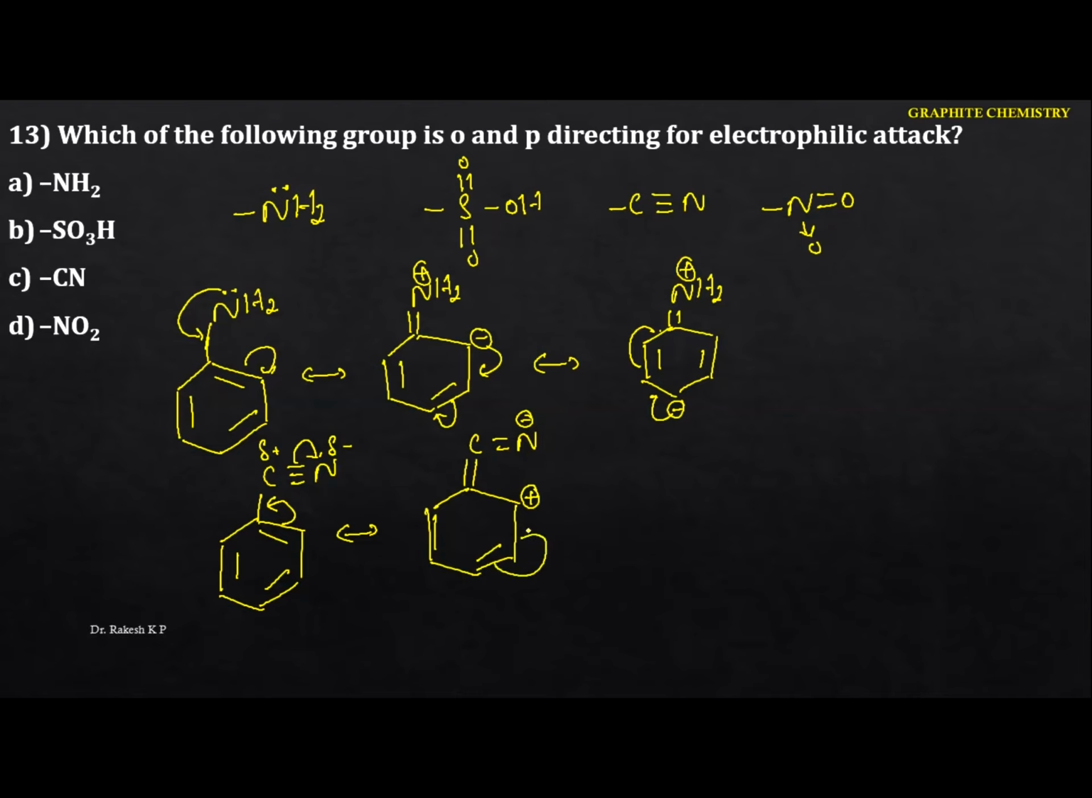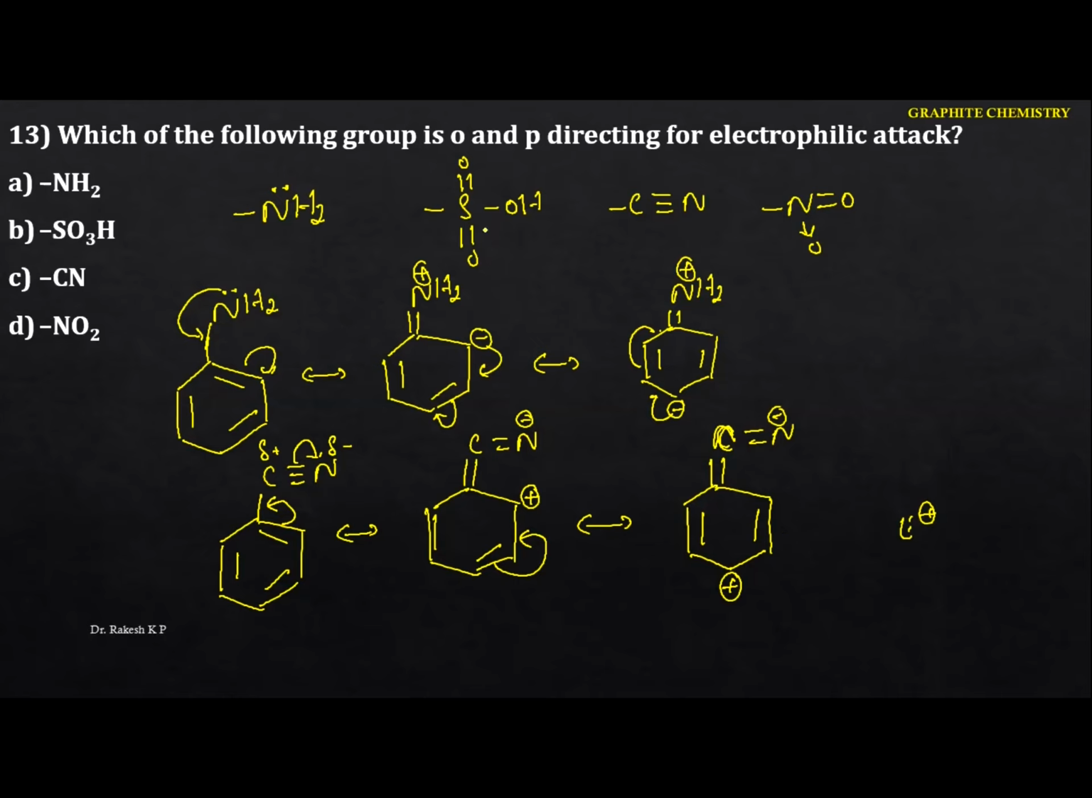In further resonating structures, in the para position we again get a plus. The plus indicates a deficiency of electrons. So this is the carbon, this is the double bond, and the nitrogen is this one. In the ortho and para positions there is a deficiency of electrons. That means the electrophile, being electron deficient, cannot go to these electron deficient positions, hence it is directed towards the meta position.